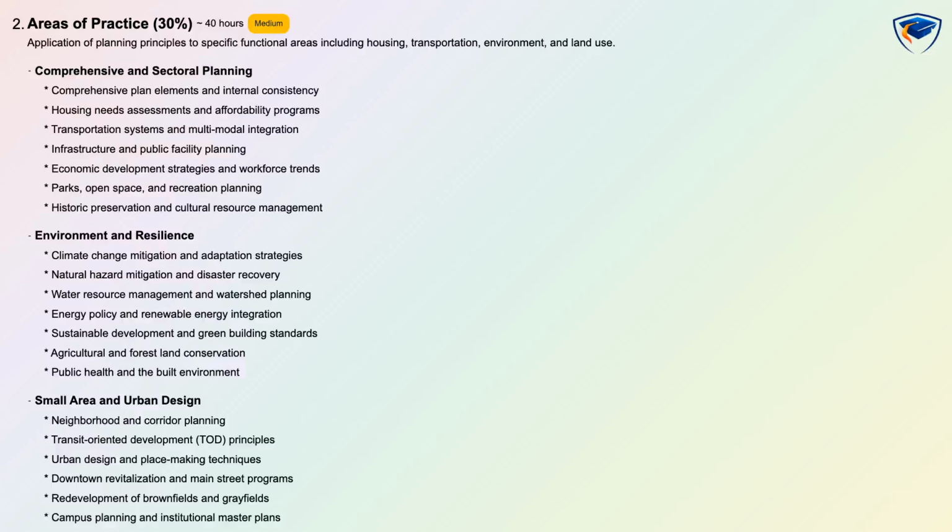The environment and resilience portion covers climate mitigation and adaptation, natural hazard mitigation and recovery, water and watershed planning, energy and renewable integration, sustainable development and green building standards, agricultural land conservation, and public health linkages. The small area and urban design topics train you in neighborhood and corridor planning, transit-oriented development, urban design and placemaking, downtown revitalization, brownfield and grayfield redevelopment, campus master planning, and coordinated site planning with landscape architecture.